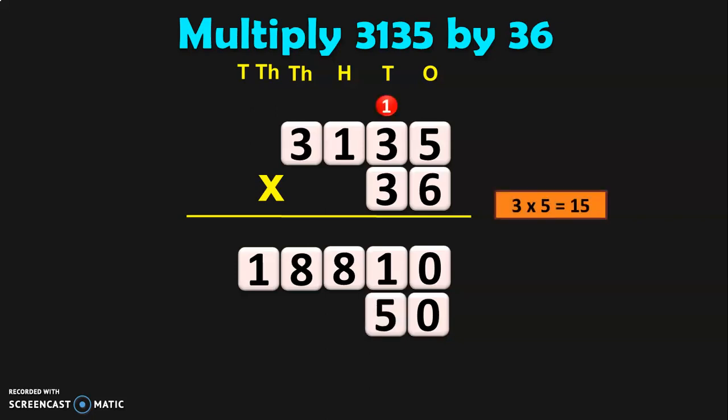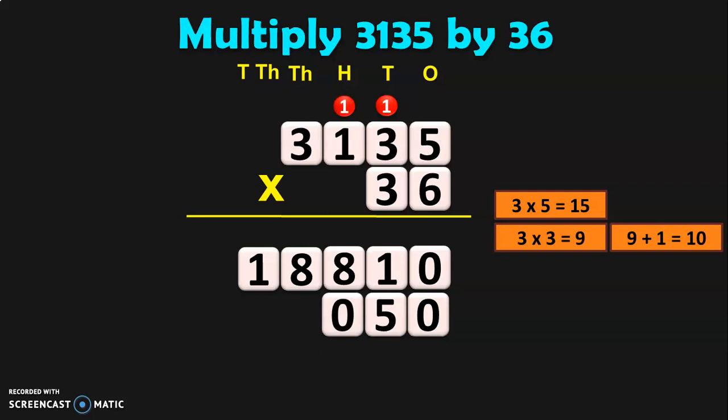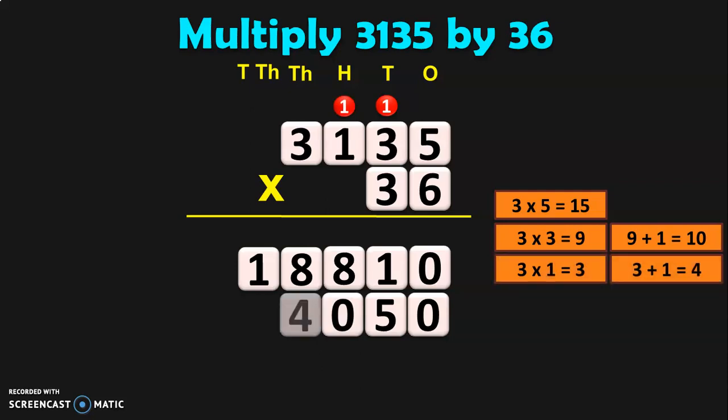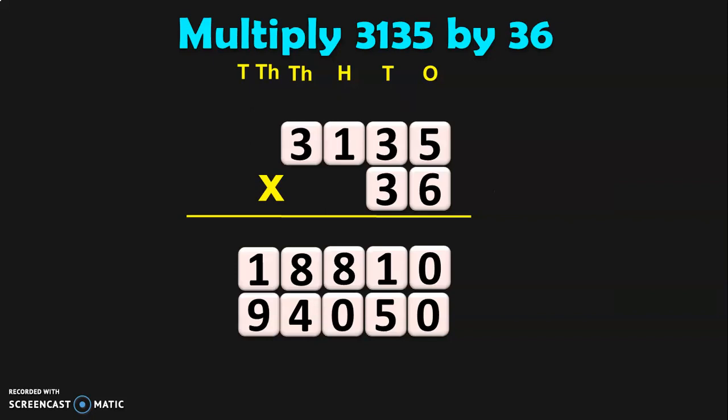5 carry over 1. 3 into 3 is 9. 9 plus 1 is 10. 0 carry over 1. 3 into 1 is 3. 3 plus 1 is 4. Next 3 into 3 is 9. So the 9 will be written in the 10,000s place. So the next step will be to add the two products, 18,810 plus 94,050.